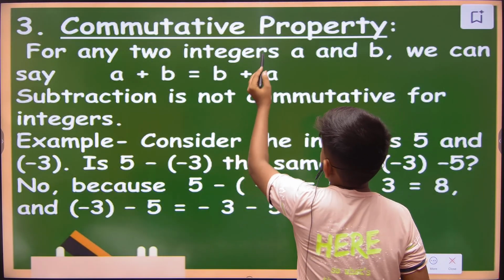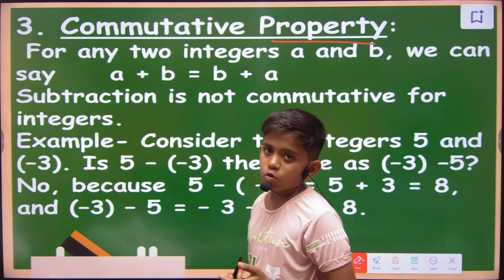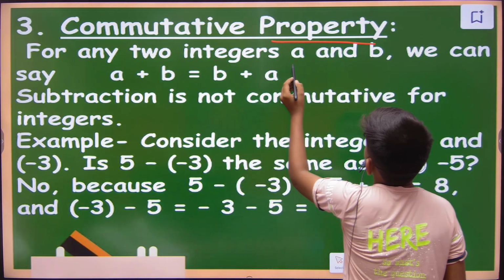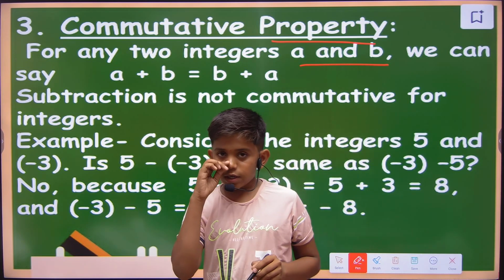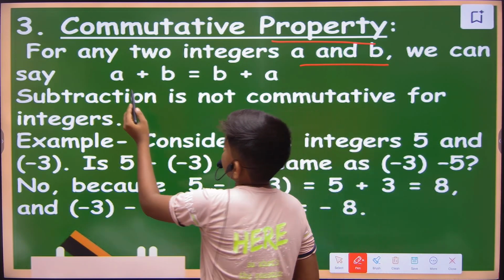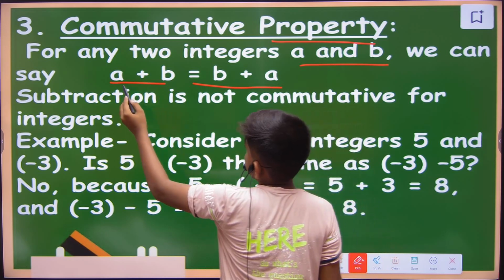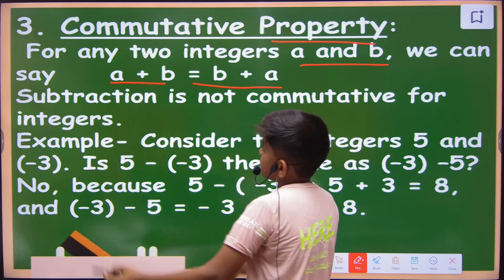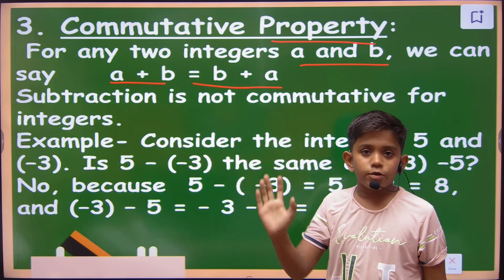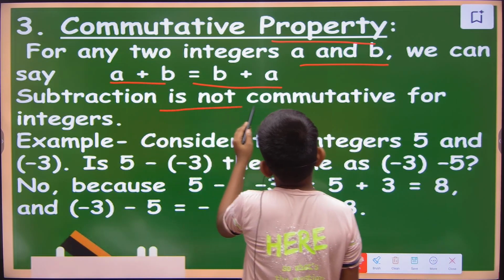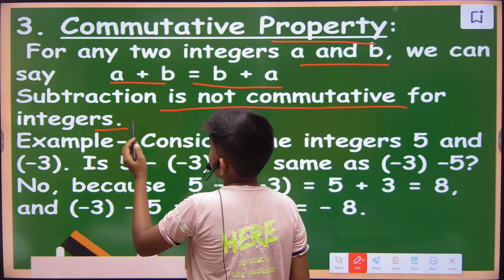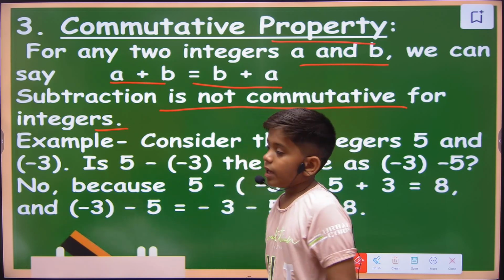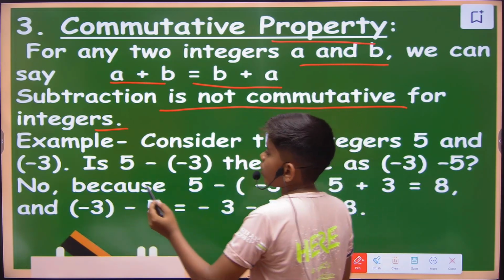Next is the commutative property. Now we learned the closure property, and now we will learn the commutative property. For any two integers a and b, we can say a plus b and b plus a. What are we doing? We are changing the order. So a plus b is equal to b plus a, means addition is commutative and subtraction is not commutative for integers. Means if we subtract two integers and change the order, we can get a different answer.